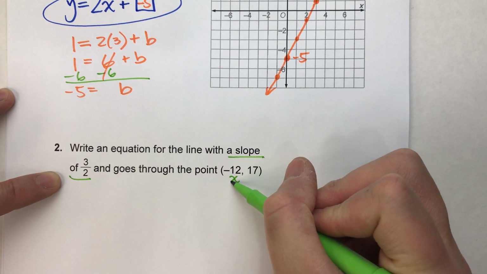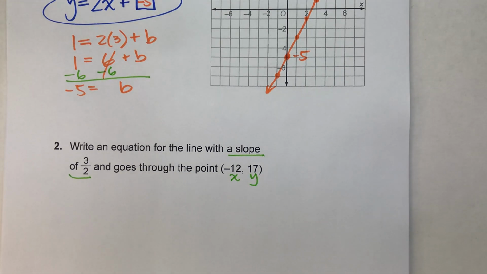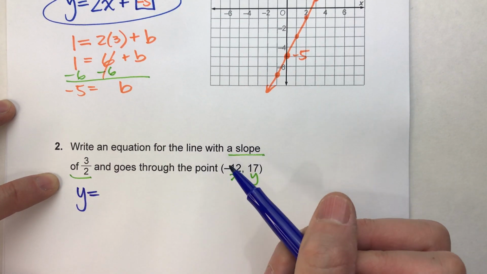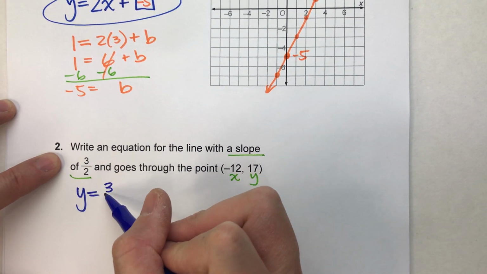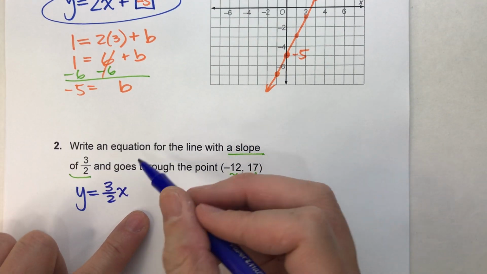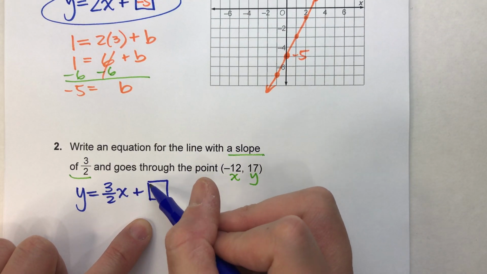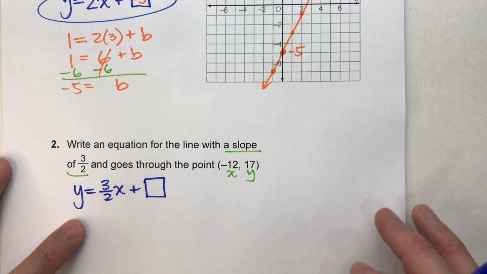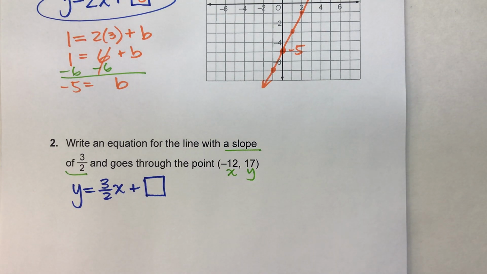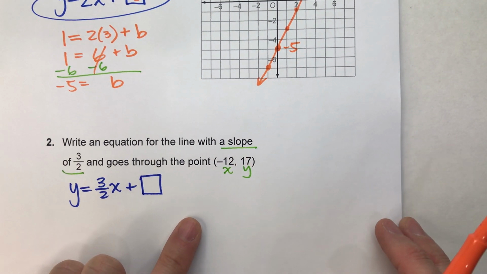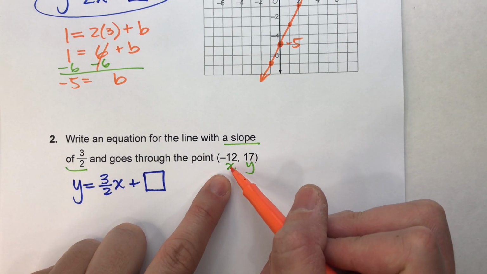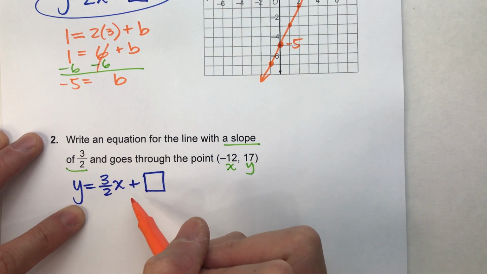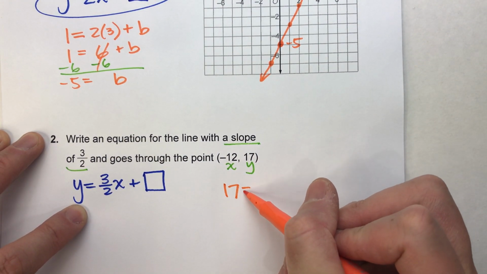Okay? So again, this is my x-coordinate, this is my y-coordinate. All right, so let's do this. We know our equation is going to be y equals our slope times x, so 3/2 times x, plus our y-intercept, which we don't know right now. So we know our equation is y equals 3/2 x plus something. Now, to find out what that something is, we are going to use our coordinate over here. Okay, so subbing in -12 for x and 17 for y. So instead of y equals 3/2 x, I'm going to put 17 equals.